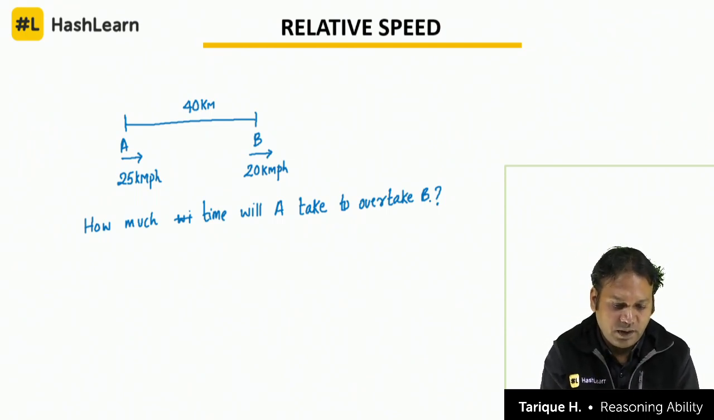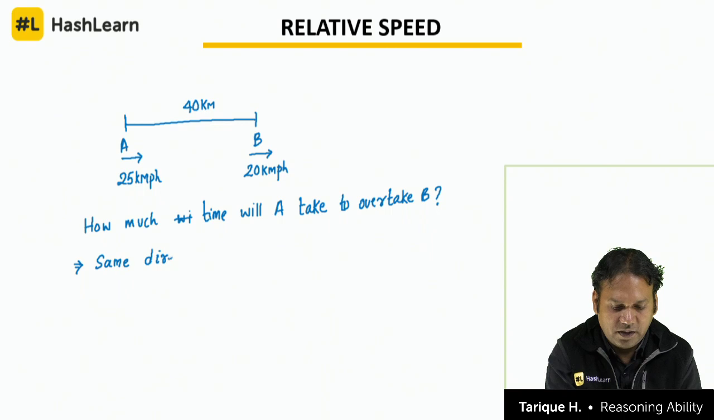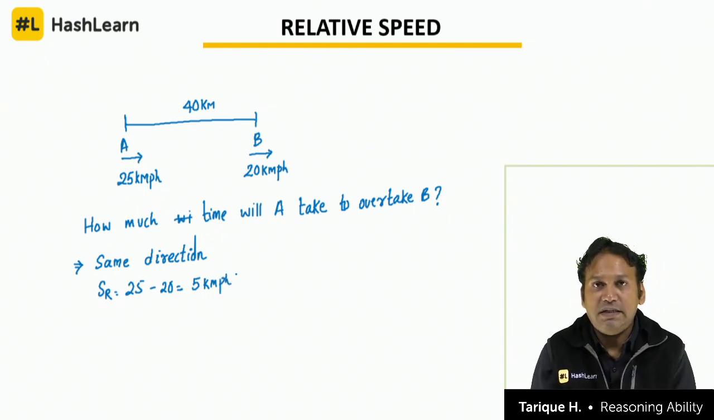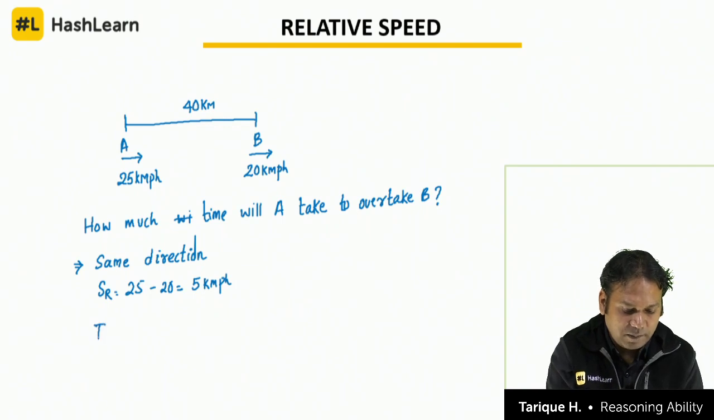So first of all, the objects here are moving in the same direction. So that is one thing that we should always see first. The objects are moving in the same direction. So if objects are moving in the same direction, what we do is we say, what is the relative speed here? Difference of speed, 25 minus 20, so relative speed is equal to 5 kilometers per hour. So that means the distance between A and B, which is 40 kilometers, will reduce at the rate of 5 kilometers per hour.